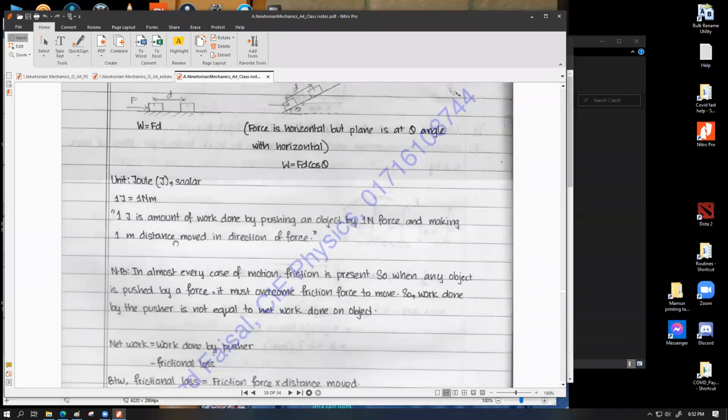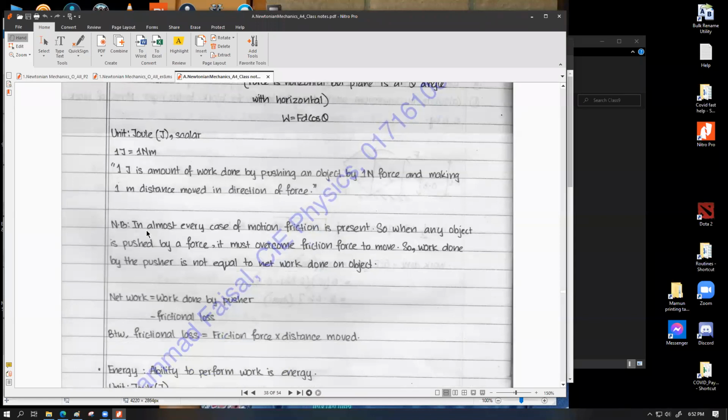The next part is that in almost every case of motion, friction is present. When any object is pushed by a force, it must overcome the friction force to move. So work done by the pusher is not equal to the net work done on the object. Now this is a very interesting part. Unless you have an object that is falling through vacuum, you always have friction.